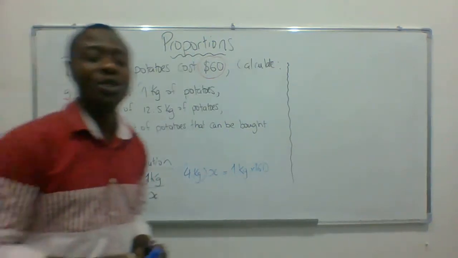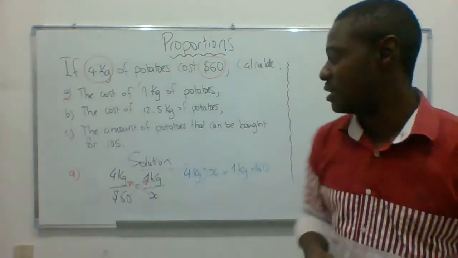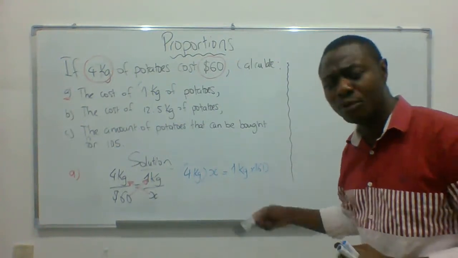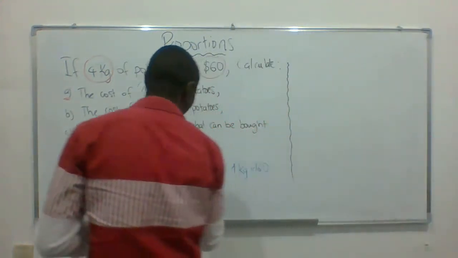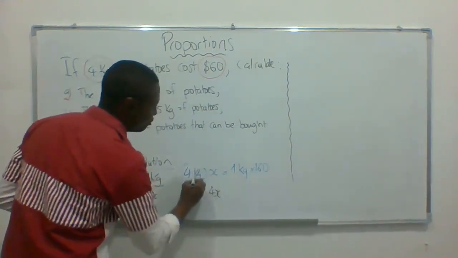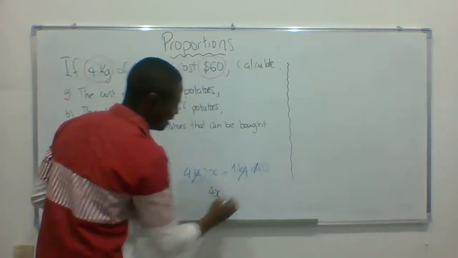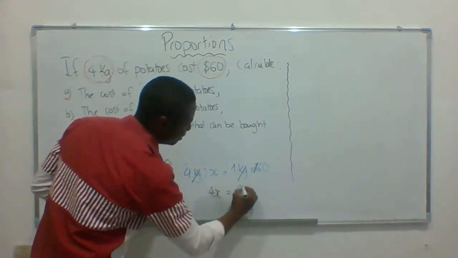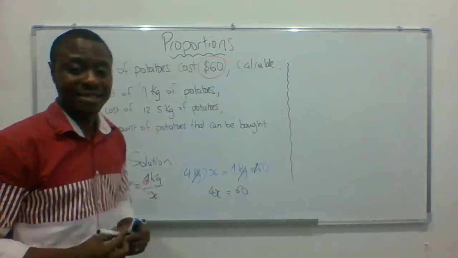Now remember that we don't need to keep the kilograms and the dollar signs in our calculations. It was just an example to show you. But now you can remove that. So you have basically 4x. 4 times x is 4. We remove this, remove that, and remove the dollar sign. And then this is equal to 1 times 60, which is equal to 60. So 4x is equal to 60.